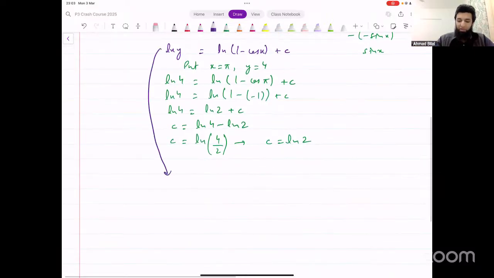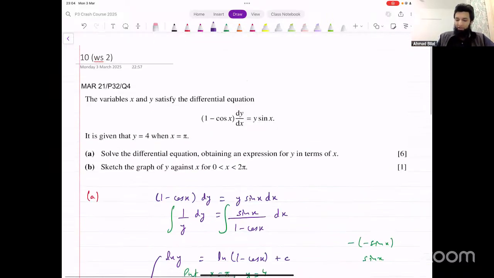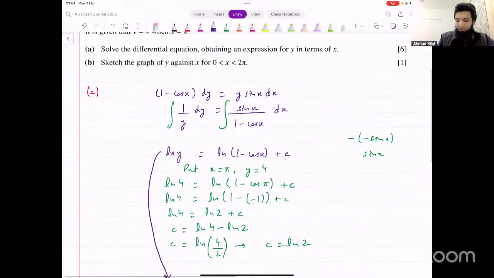Let's put that back here in that equation. And that would give us ln y equals ln of 1 minus cos of x plus c. C is ln 2. Now we've got the value of c as well. All right. Now we look at the question statement again. What do they expect from us? They want us to have y in terms of x. So we want to make y the subject in this equation.